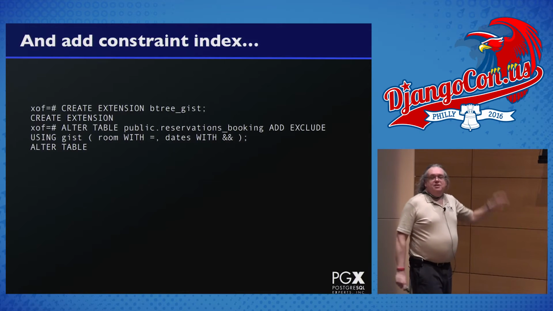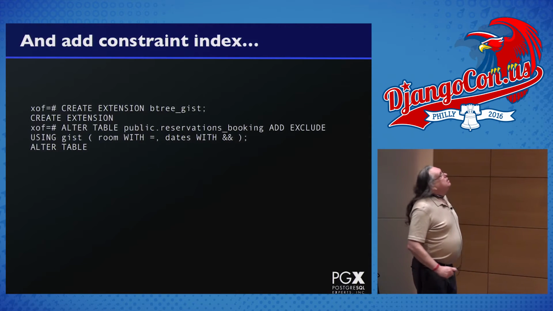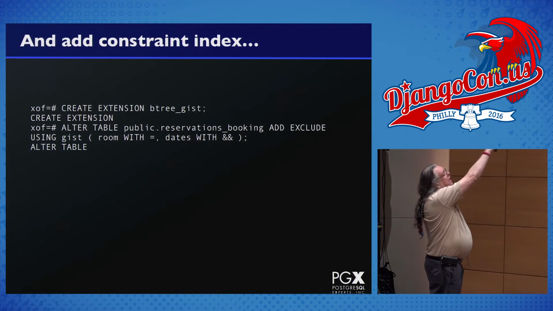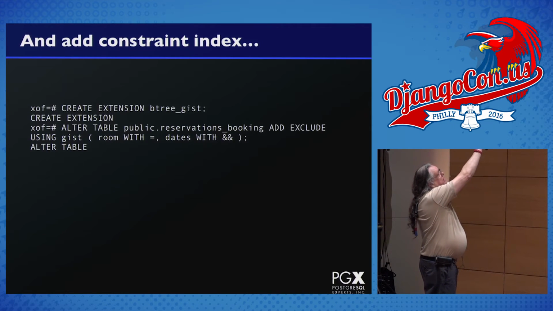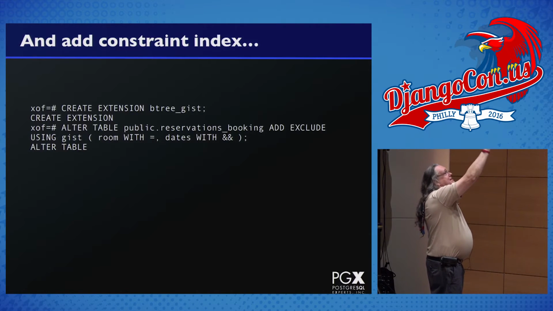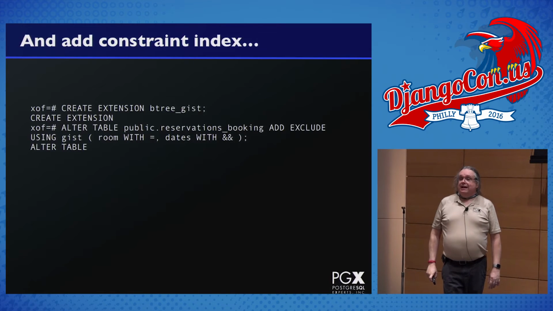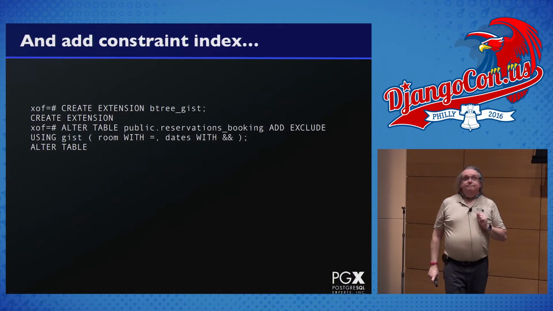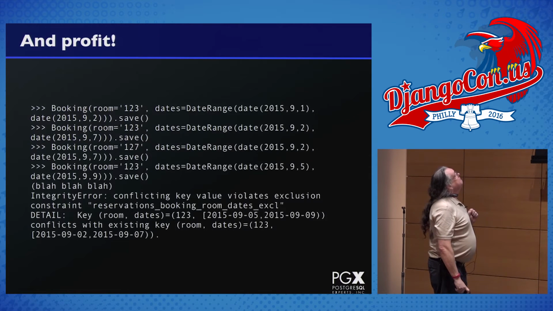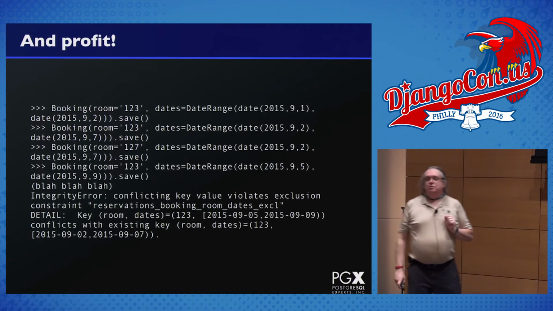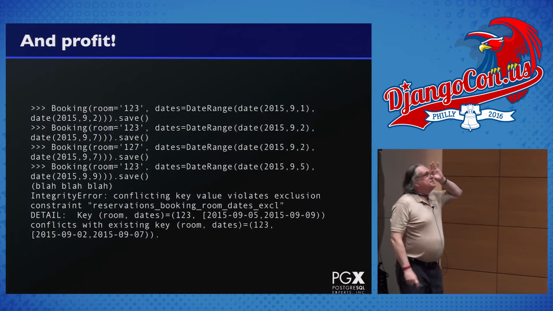And then you run this really exciting looking statement, in which you are adding an exclusion constraint that says, don't let anything where the room is equal and the dates overlap be inserted into this database. Because && is the Postgres version of the overlap operator. Pretty neat looking. So people will be so impressed when you do stuff like this.